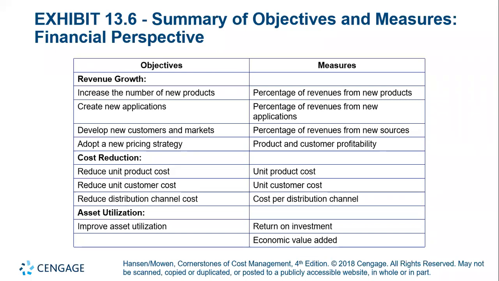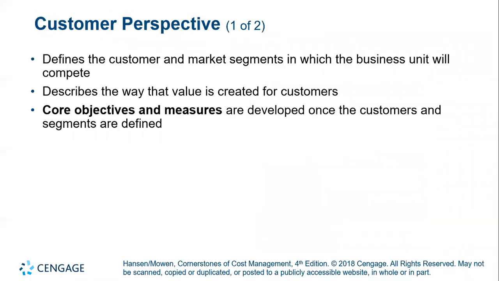Now, for cost reduction, of course, if you reduce cost, you will increase revenue. Reduce unit product cost; the measure is unit product cost. Reduce unit customer cost; unit customer cost is the measure. Reduce distribution channel cost; the measure is cost per distribution channel. And finally, asset utilization: improve asset utilization. The measures are return on investment and economic value added.